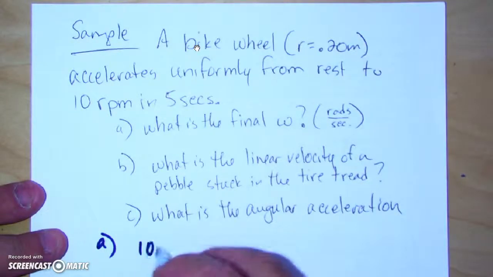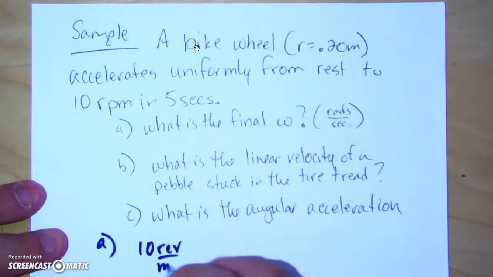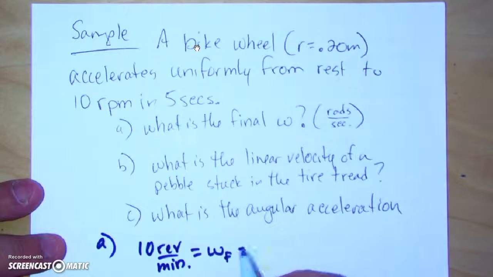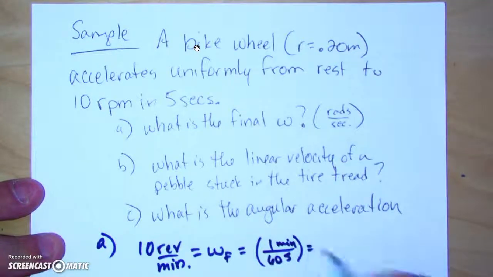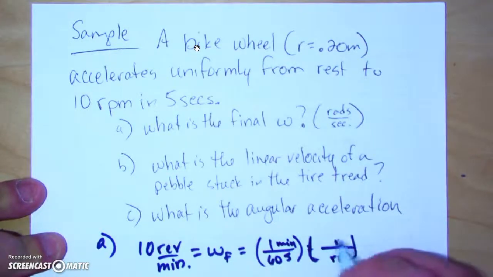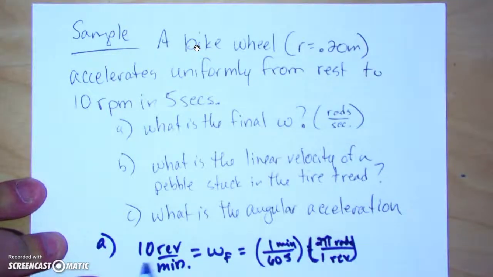So we have 10 revolutions per minute. Now again, to solve it, you want to write revolutions per minute. That's equal to omega final. But I want to get it in radians per second. So what I'm going to need to do is convert that. Let's multiply. I want to get rid of minutes. I want seconds, and I know 1 minute is 60 seconds. Then I'm also going to multiply again. I want revolutions gone now, and I want rads on the top. And I know that 1 revolution is 2 pi radians. So what I'm going to take is 10 times 2, which is 20 pi.